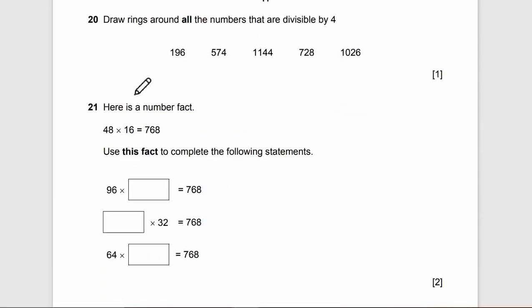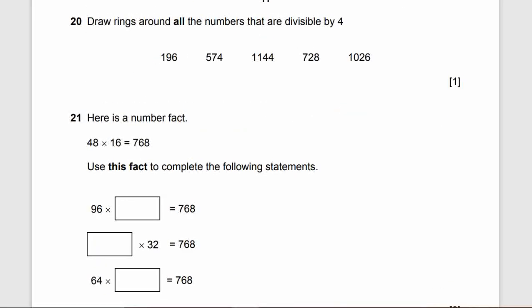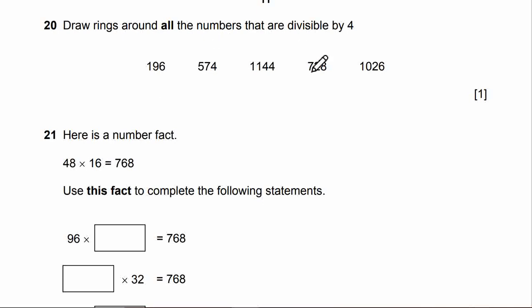Let's get started with number 20. Draw rings around all the numbers that are divisible by 4. The rule for finding the numbers that are divisible by 4 is that the last 2 digits should be able to divide by 4. So we just check from the last 2 digits. So this one, 28 is divisible by 4. So this is yes.